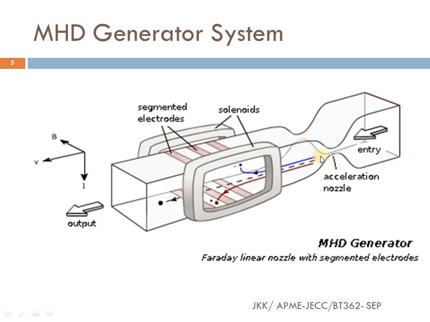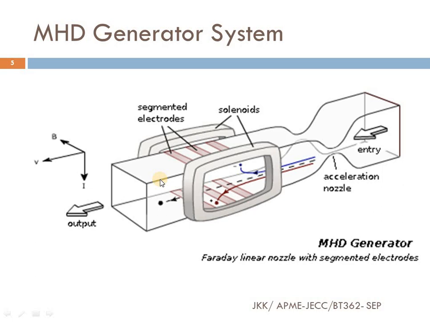With the help of the nozzle, we increase the velocity, and the fluid is allowed to pass through the MHD chamber. In this MHD chamber, we can see these solenoids are the sources of the magnetic field lines, and these strips are electrodes to extract the generated electrical potential difference. From the figure you can see that this chamber, the MHD generating system, is actually a diverging channel. Towards the exit, the cross section increases.